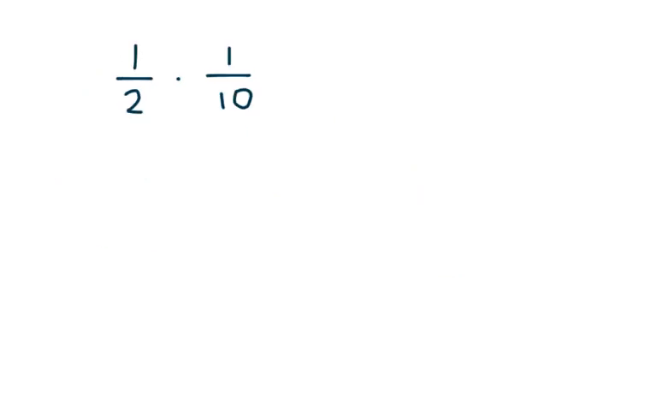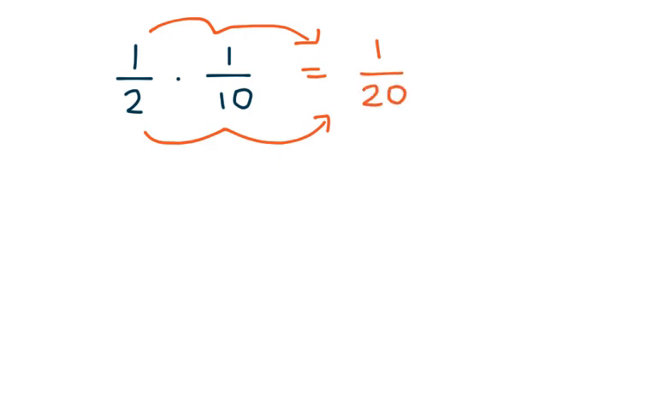Before we can add or subtract, we have to have a common denominator. One of the really nice things about operations with fractions is that when we multiply fractions, we do not have to have a common denominator. When we multiply fractions, we just multiply across the top. Here, 1 times 1 is 1. Multiply across the bottom, 2 times 10 is 20. And so 1/2 times 1/10 is just 1/20.